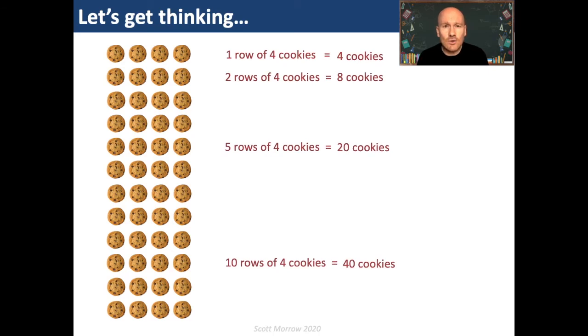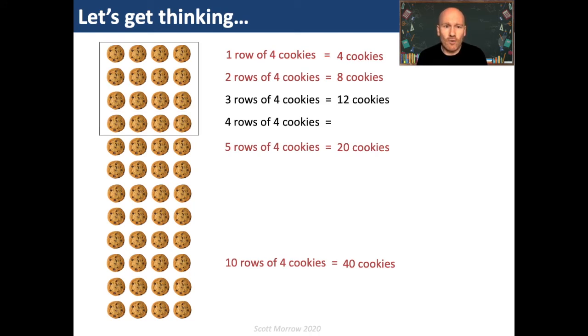Let's look at 3 rows of 4. Now for 3 rows of 4, I could add 4 and 4 and 4 to get 12. Or I can see there that actually I've got 2 rows of 4 plus an extra row of 4. So I can just add 8, add 4 to get 12. What about 4 rows of 4? Now in 4 rows of 4, again, I could add 4, 8, 12, 16. I'm going through them 1 row at a time. But I can also see, well, I could add 2 rows of 4 plus another 2 rows of 4. So I've got 8 plus 8.